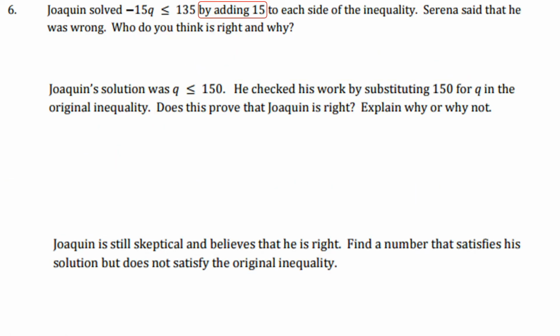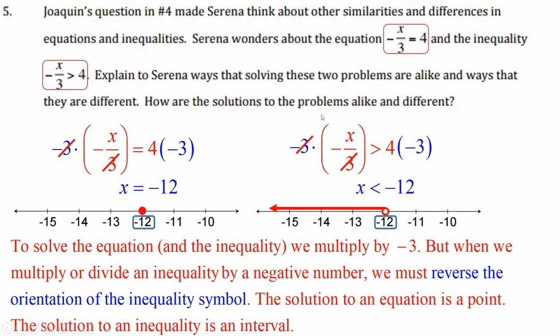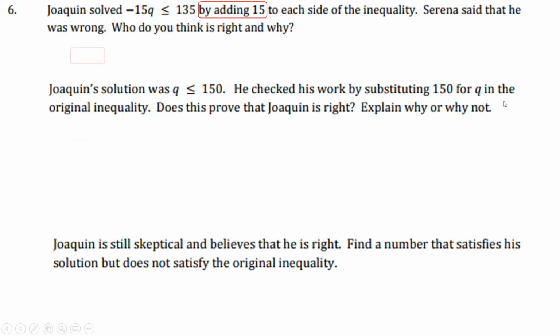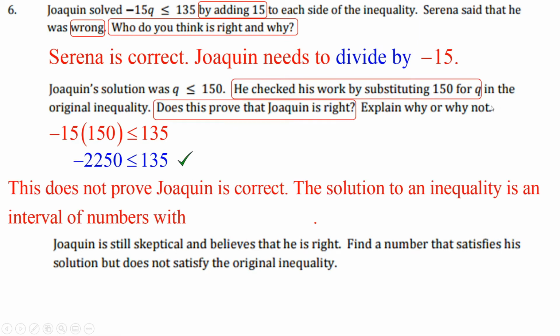And in any interval of numbers, we can go back and peek right here. Look at our last graphs. See, this ray is an interval of numbers right there. And how many numbers are on this ray? Infinitely many. All right? There are infinite solutions to this inequality. To this equation here, there's only one solution. So there we go. This does not prove Joaquin is correct. The solution to an inequality is an interval of numbers with infinite solutions.